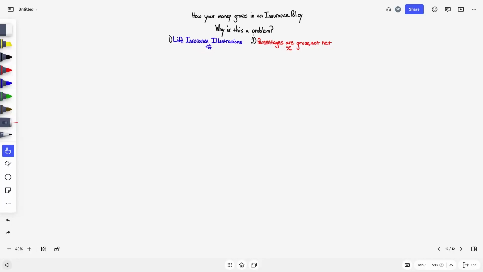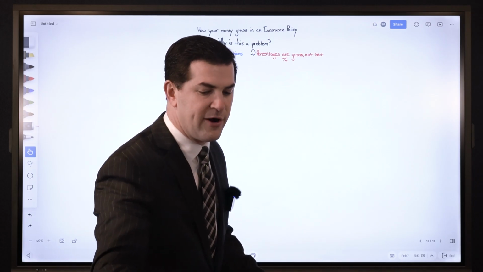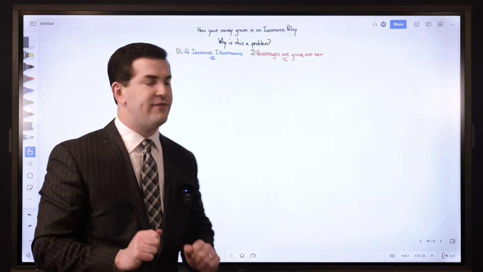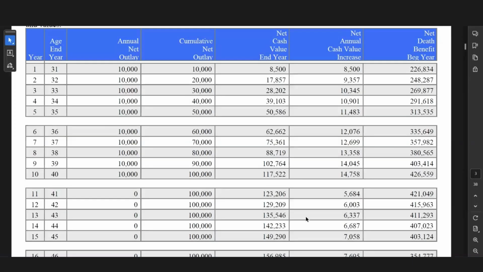And here's the big item to be aware of. When you look at an insurance product, percentages are always gross. They're not net. Keep that in mind. We are going to break things down and make it as transparent as possible. Let's begin with the life insurance illustration. Here we've got an illustration, a 30-year-old individual paying into a life insurance policy with a major mutual company here. He's paying $10,000 per year for 10 years.